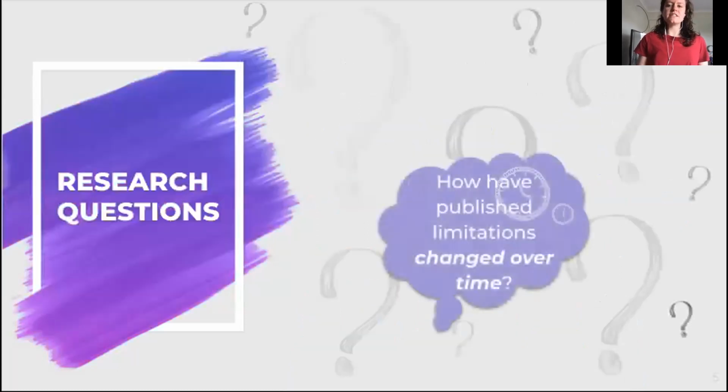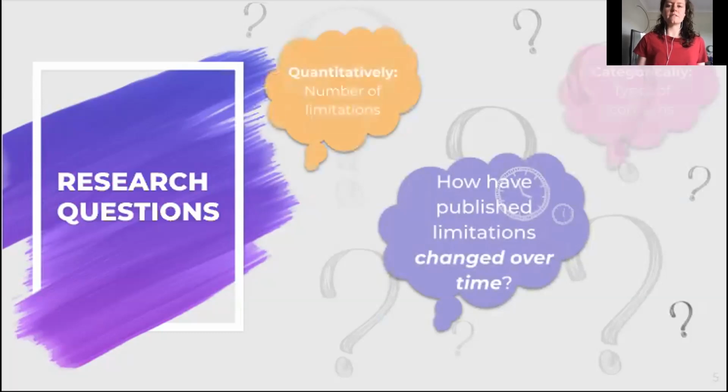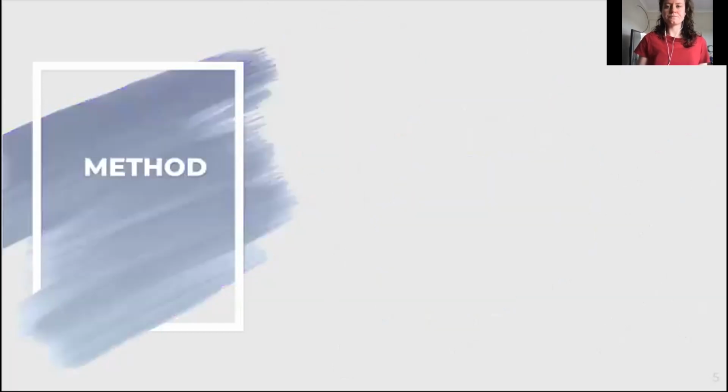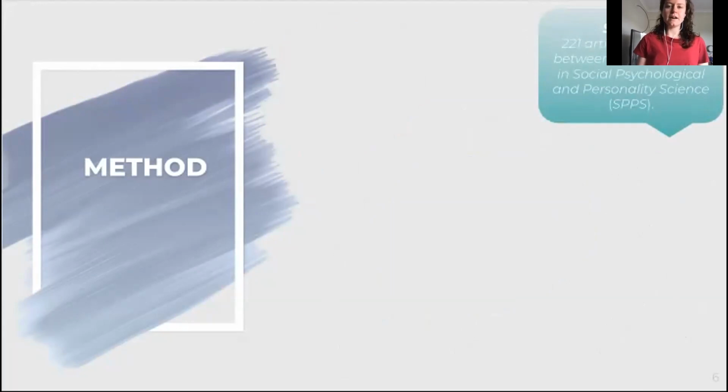Now, we were broadly interested in how limitations have changed over time, especially in light of the replication crisis. And in particular, we were interested in how the number of limitations and the types of limitations that authors are discussing have changed over time. So to answer those questions, over 8 rounds of piloting, we developed a code book to guide our limitations coding, and we pre-registered our design and analysis plan. We coded all of the articles published between 2010 and 2020 in the Journal of Social, Psychological and Personality Science, and that gave us a sample size of 221 articles.